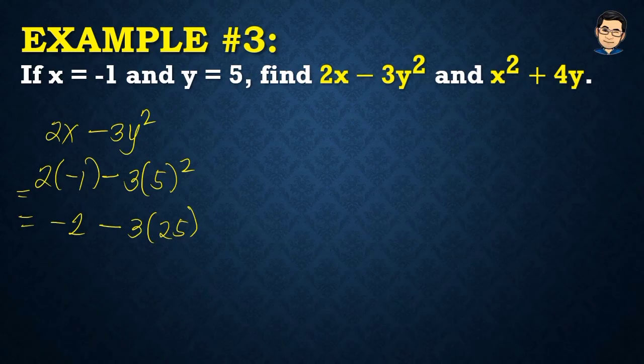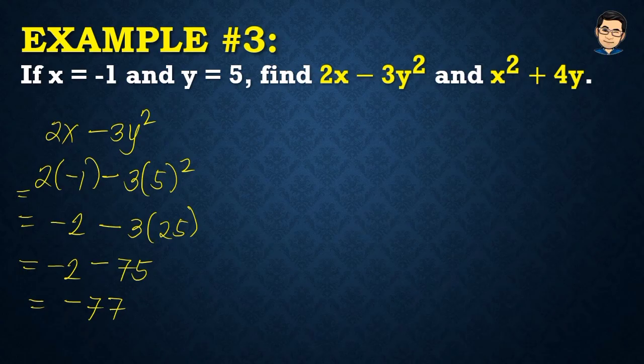So, kapag ganito po, may parenthesis and then naka-raise sa exponent, yun muna po dapat ang ating pinakikialaman. So, hindi po pwedeng 3 times 5 tapos squared. So, magiging 15 squared. Mali po yun. So, 5 squared muna po and then times 3. Next, negative 2 minus the product of 3 and 25 is 75. So, negative 2 minus 75, that is negative 77.